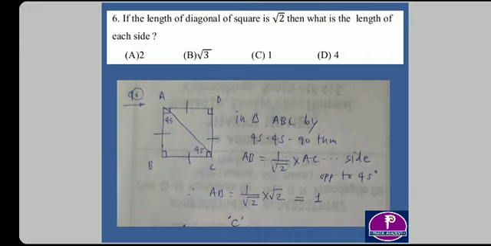This is a standard relation between side and diagonal of a square. The side of a square is always equal to 1 upon root 2 times its diagonal. So remember this relation for your future reference.